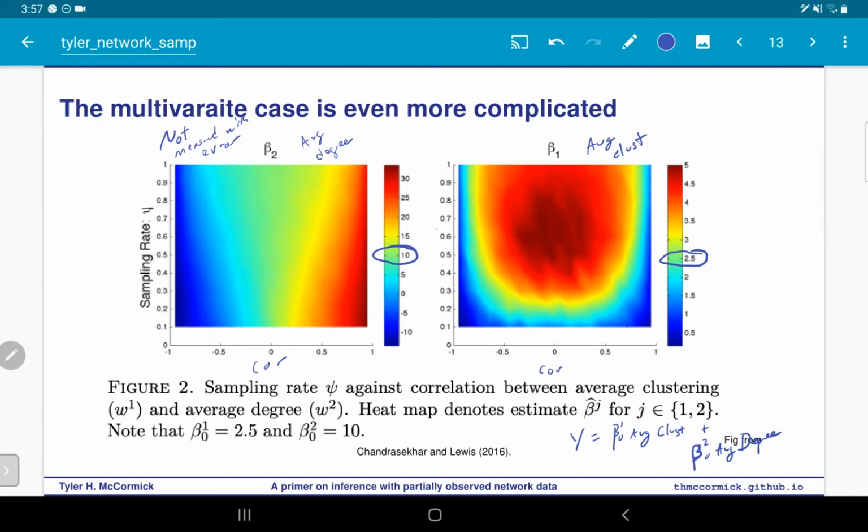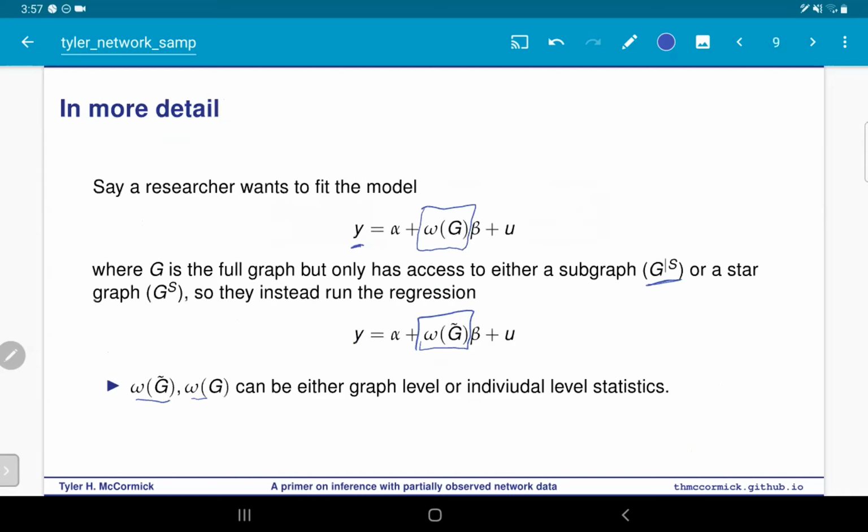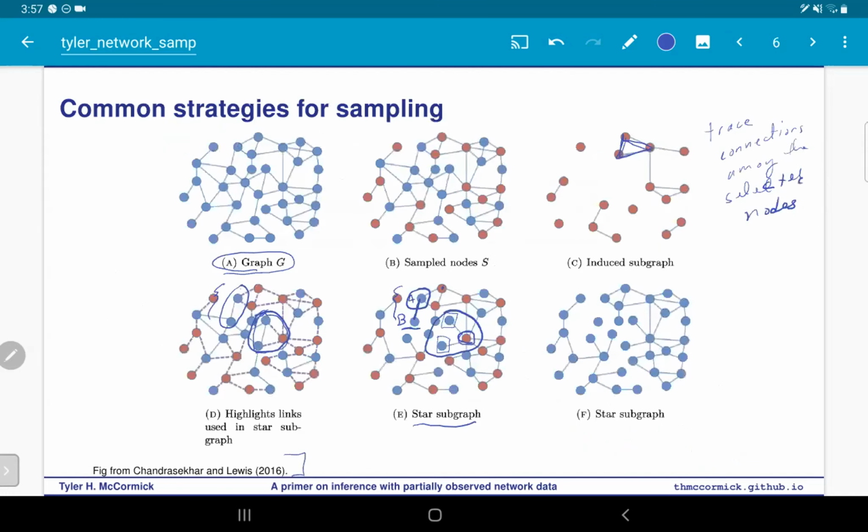So why is this a particularly pertinent example? If you scroll back a few slides and remember what we talked about with star subgraph sampling, if we include all the links that come from the sampled individuals, then we should have a pretty good estimate of the average degree. So we should be able to recover the average degree fairly well in star subgraph sampling.